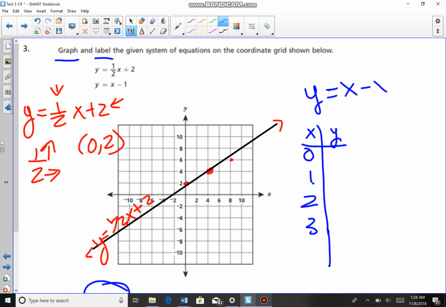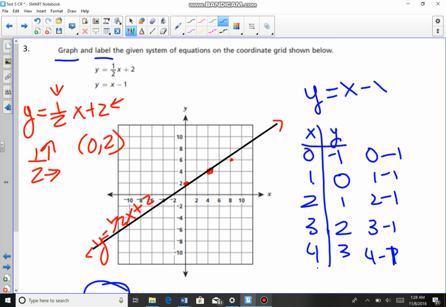So I'm just going to substitute 0 into the equation, which is going to give me -1. I'm going to substitute in 1, 1 minus 1, which is going to give me 0, and 2 minus 1, which is going to give me 1, 3 minus 1, which is going to give me 2. And I'm even going to go a bit further and do 4 minus 1, which gives me 3. And last one, 5 minus 1, which gives me 4. So now I have some values that I can go ahead and put on my graph.